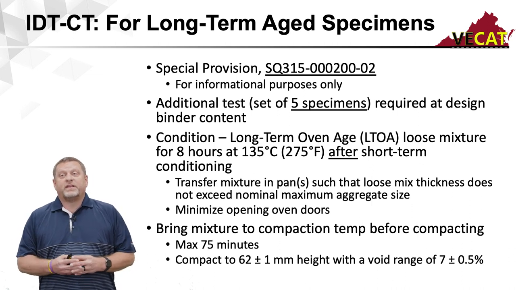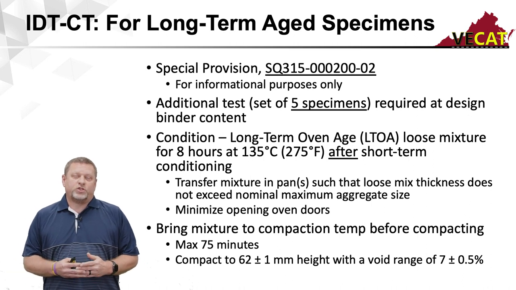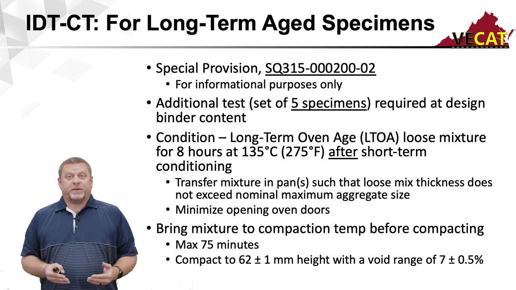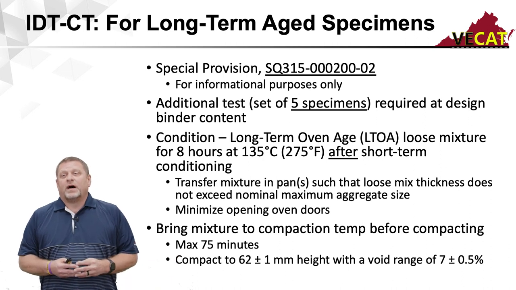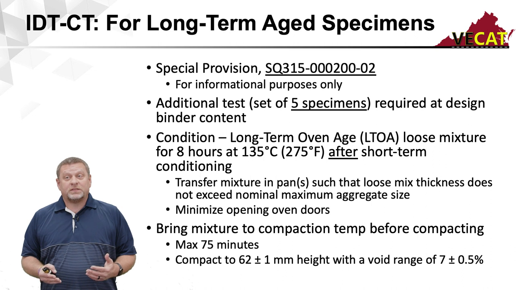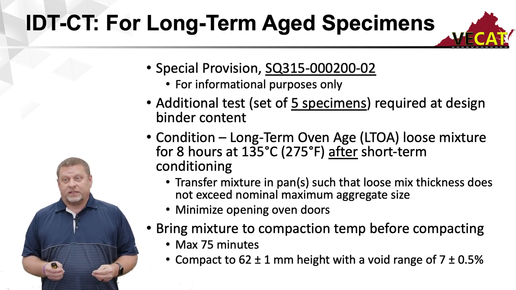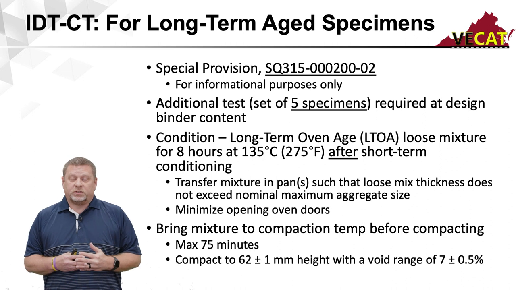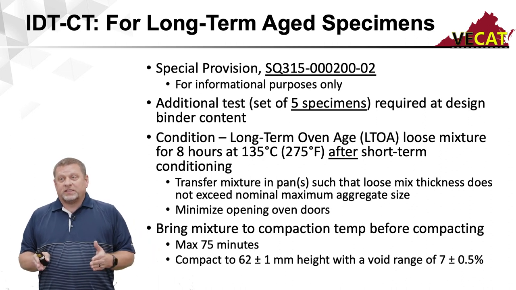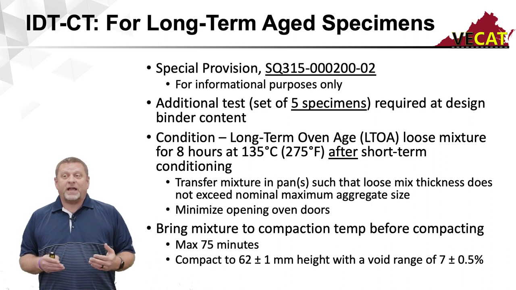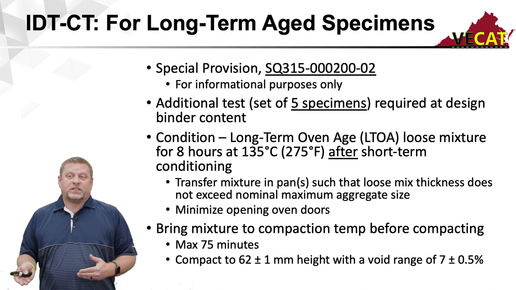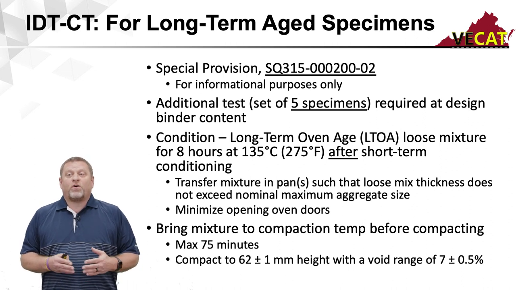Something during the design phase that we don't have to do during production, but are required to do during design, is some long-term aged specimens for the IDT CT. This will require an additional set of 5 specimens, only at the design asphalt content. So you'll make 5 specimens at the designed binder content that you established during the volumetric portion of the mix design. You do your short-term aging, which we just discussed was 4 hours at compaction temperature, and at the completion of that, we need to do 8 hours of aging at 275 degrees Fahrenheit or 135 degrees Celsius. During this time, we don't have to worry about mixing.